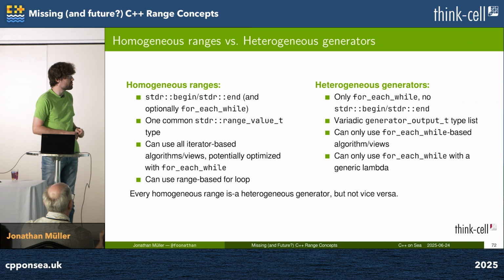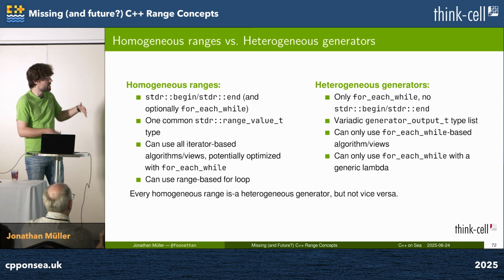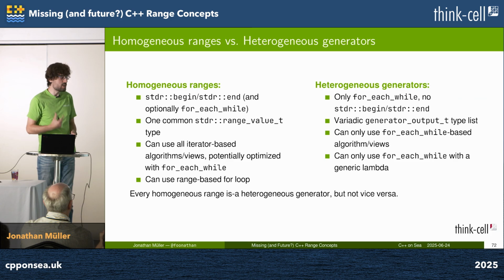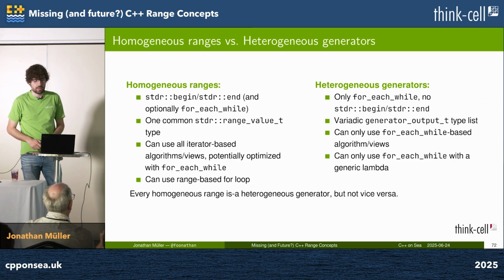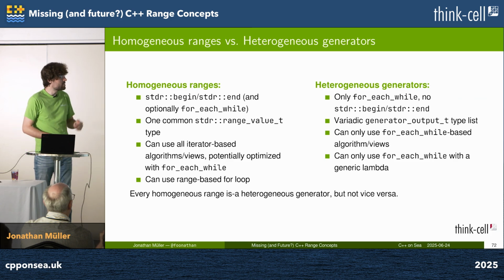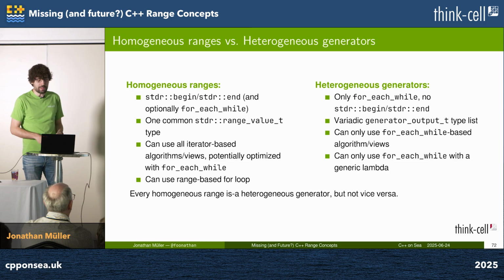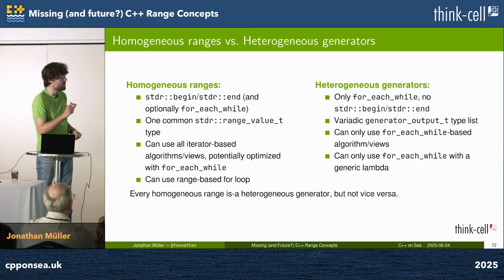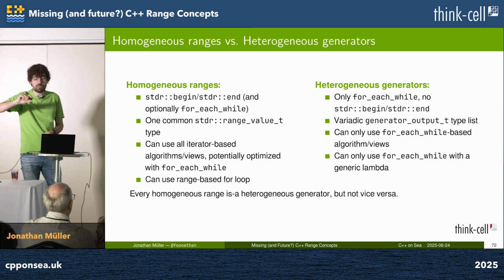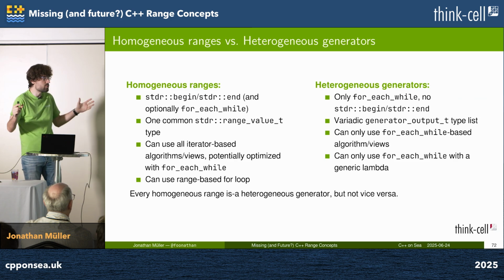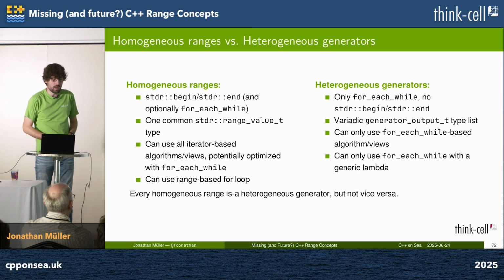If you have a homogeneous range, we have iterators, so you can use begin and end, and optionally for_each_while. But if you have a heterogeneous generator, you only have for_each_while. With a homogeneous range, you have a common range value type for all elements. But for a heterogeneous generator, you potentially have a type list of generator output types, right? Because a tuple has multiple output types.